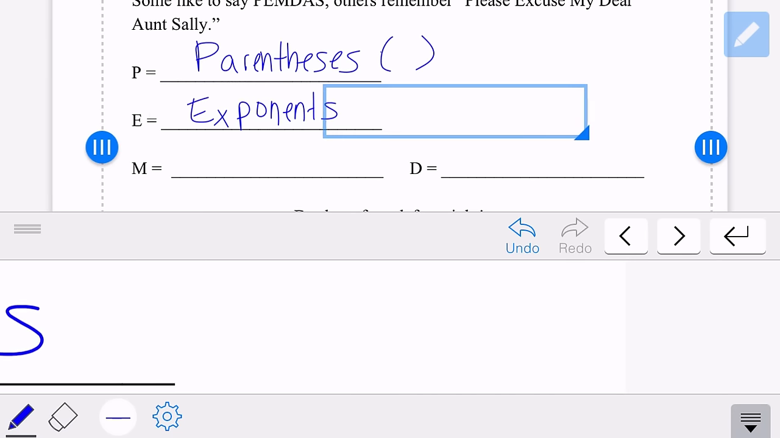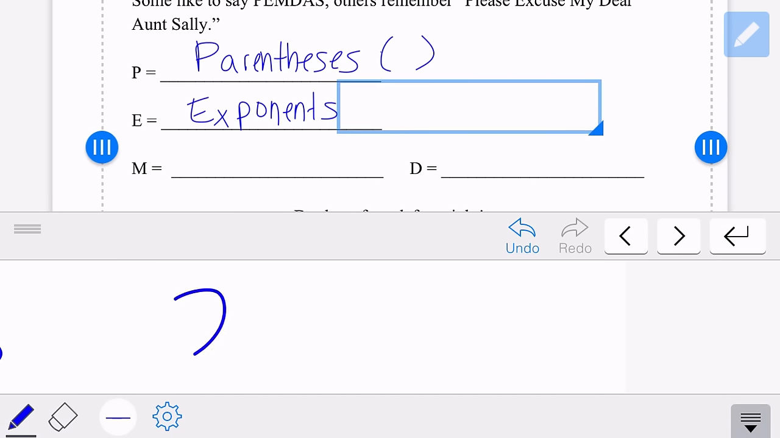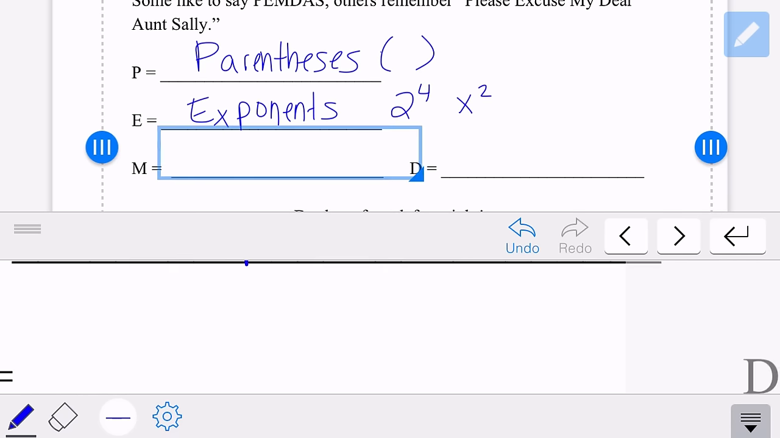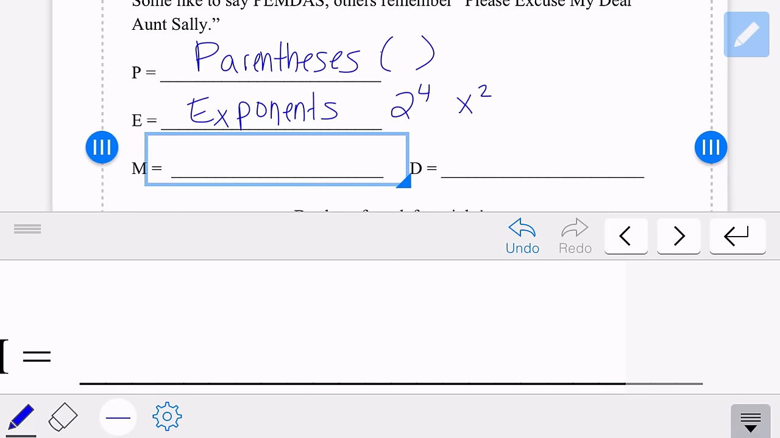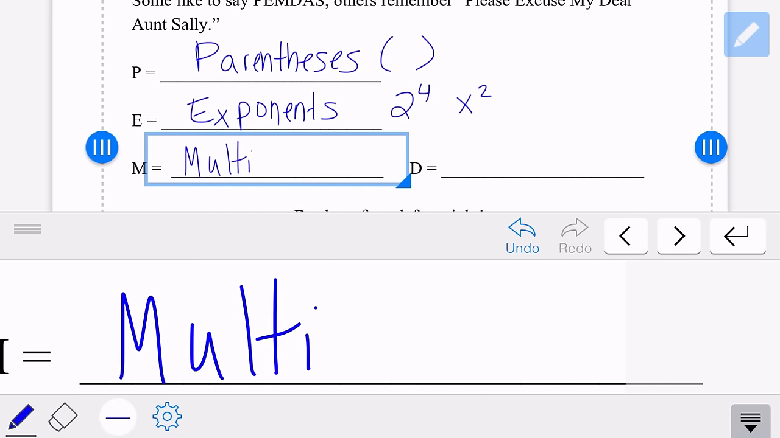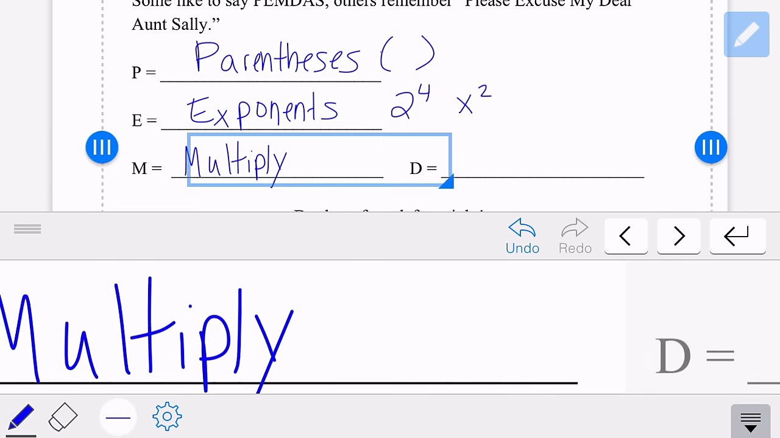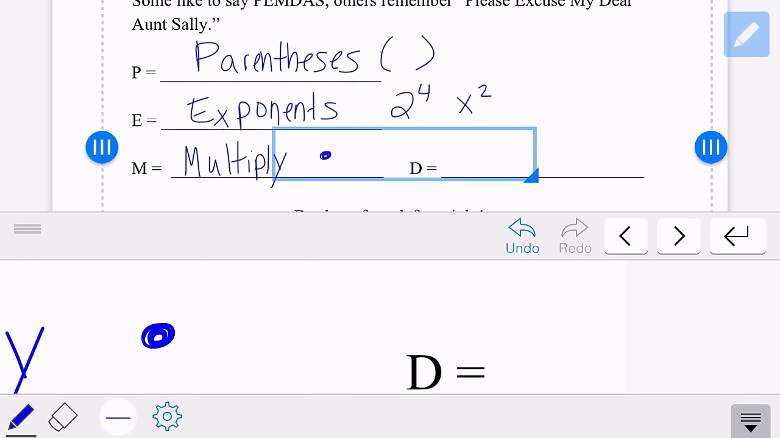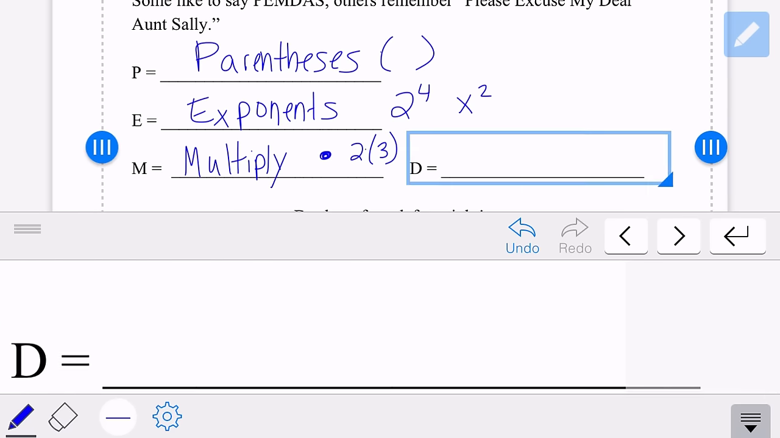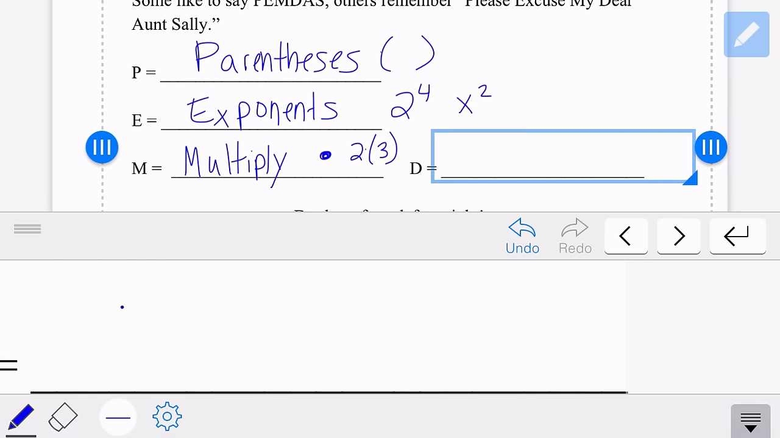Okay, and for those of you who need a reminder on what that stuff is, remember if you're doing like 2 to the 4th power, or if you have something where it's like x squared, that would be the next thing to handle. All right, and then we have M and D for multiply and divide. And remember, for multiply, that's going to be our dot that we're using, or if you have like 2 and then in parentheses 3, that's like 2 times 3, so make sure that we're recognizing that as multiplication.